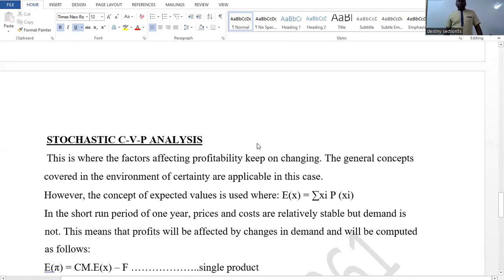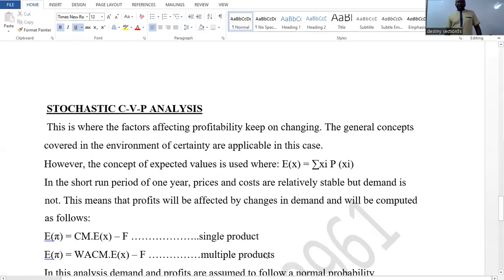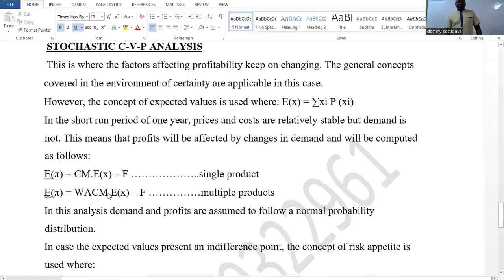From there, we have what we call the stochastic CVP. Stochastic is where the factors that affect profit keep on changing. They are probabilistic. And if they keep on changing, we now use the concept of expected values: Xi multiplied by probability of Xi. In that case, the profit will be computed like this for a single product, and for multiple products, this is how it is computed.